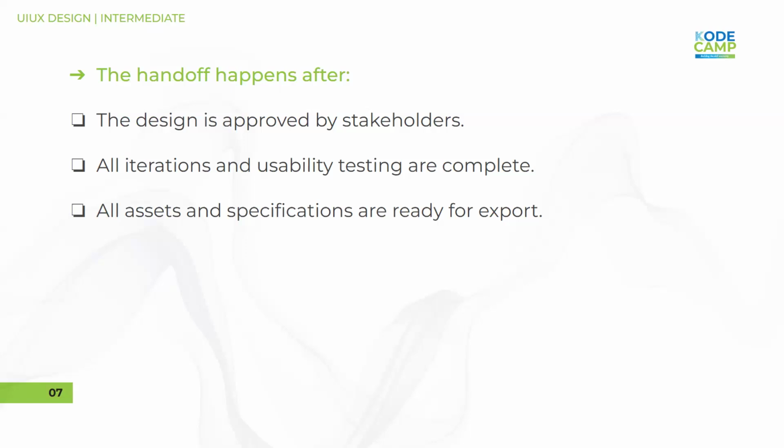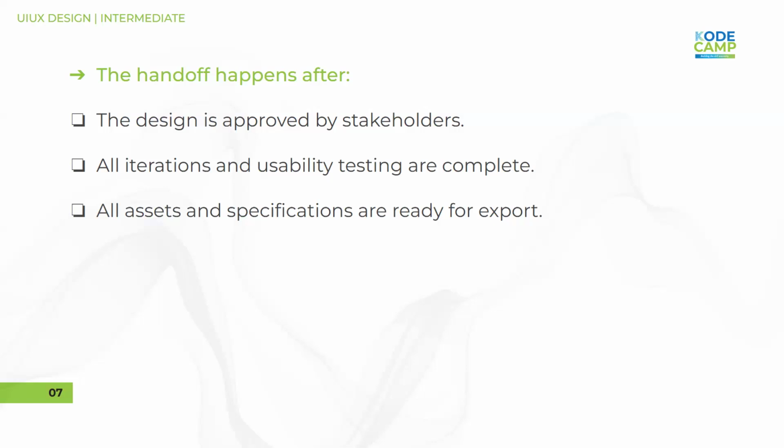So when I say the design is approved by stakeholders, no matter how much you love it, the decision makers have to give the thumbs up first. Think of it as giving the green light before merging onto the highway. When I say all iterations and usability testing are complete, this means you've already run it through user testing, you've made changes and polished the details. If you hand it off before testing, you risk sending developers down a path you will have to reverse later.